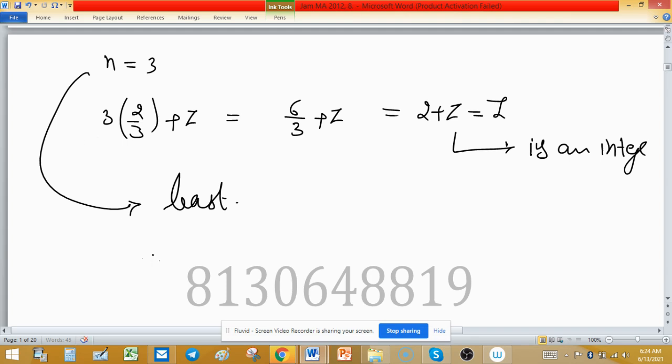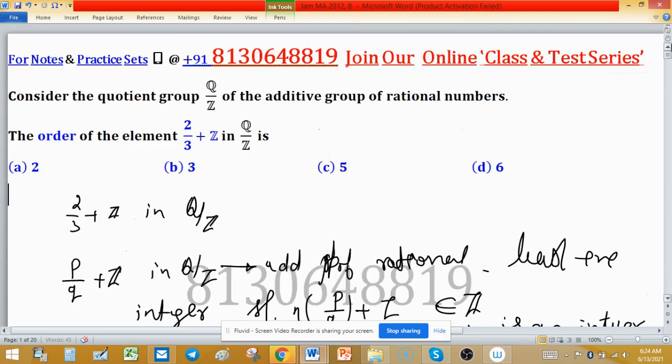We can also get an integer when we put n equal to 6, but 6 is not the least; 3 is the least. So the order of 2/3 + Z is 3. According to this problem, option B is correct.